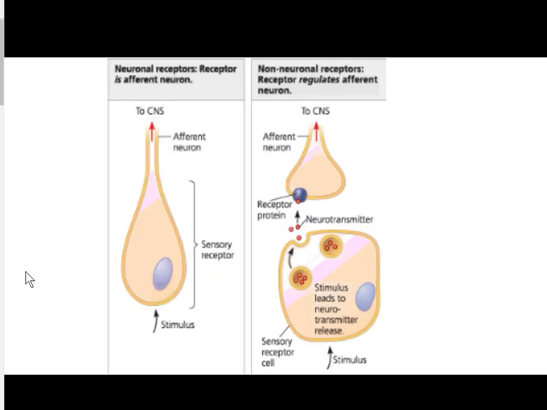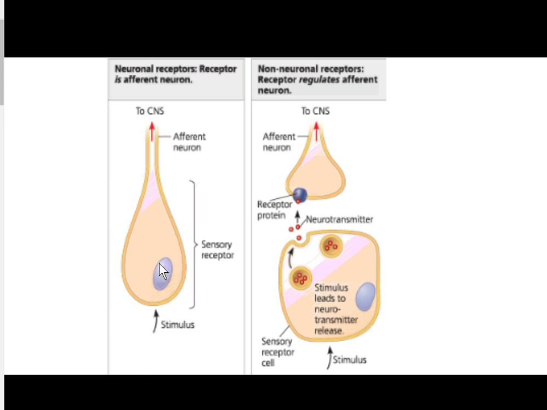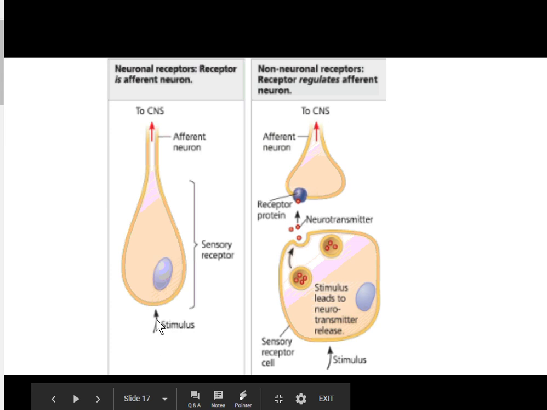As far as a stimulus, you could actually be pushing on a neuron itself. That can be a way to send a stimulus, like a pressure. Or a stimulus can cause a cell to release neurotransmitters that go to a neuron.